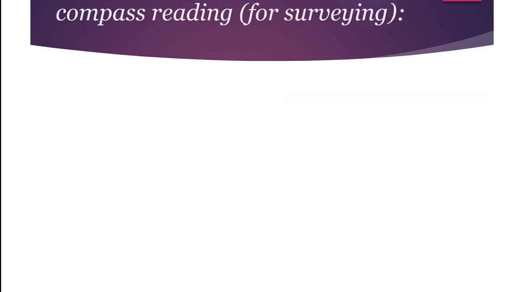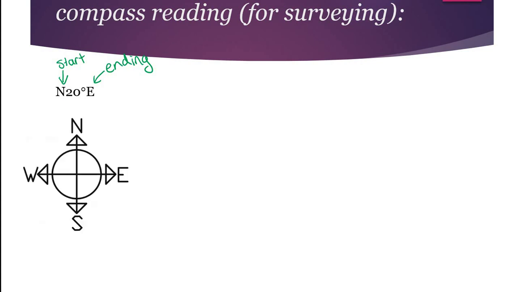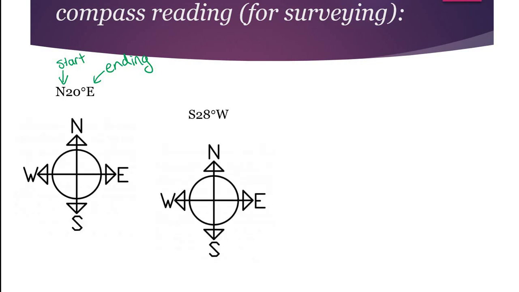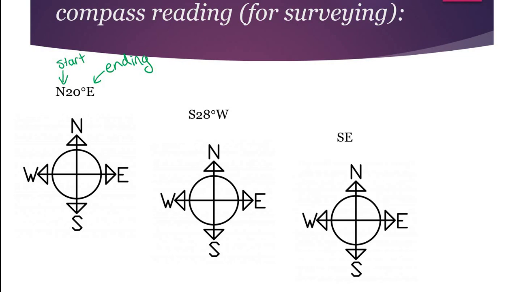All right, so let's go to one other way you could get directions besides bearing, and that's a compass reading. It's written with two directions. So this is your start, and this is your ending. So where you're starting from and where you're heading towards. And then that's the degree that you're going in that direction. All right, so let me put up all three examples and we will draw these out. Okay, so this one, we're starting at north.